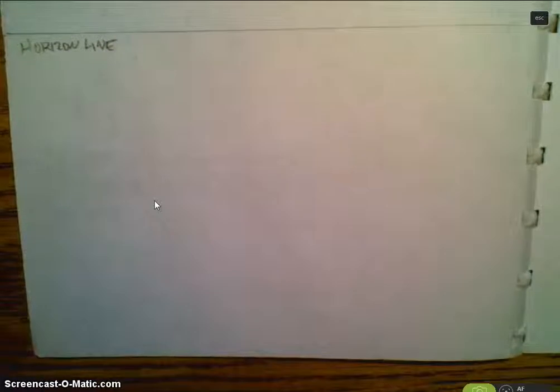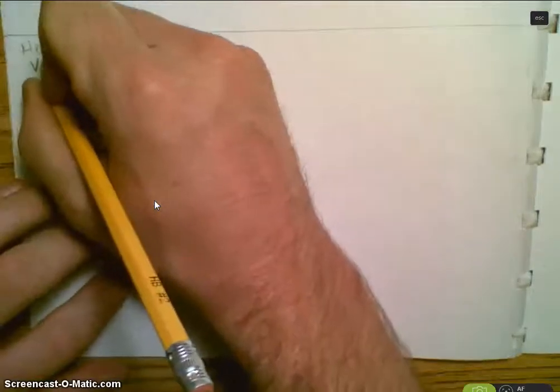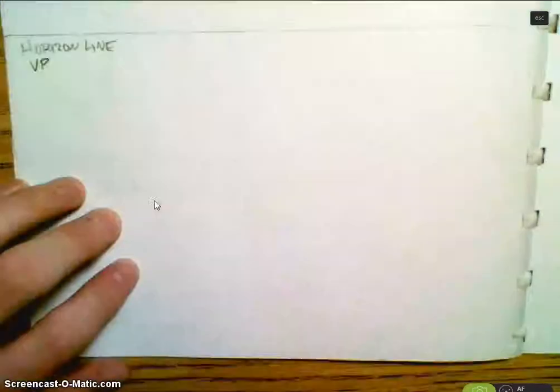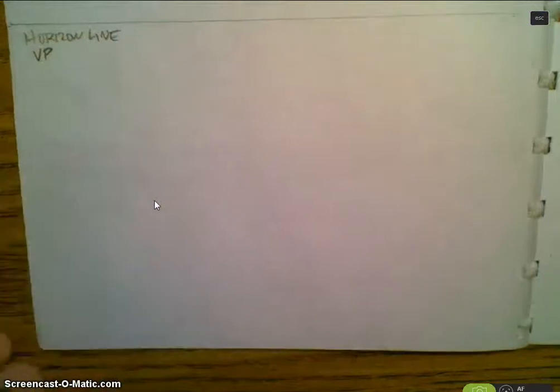Horizon line. What goes on our horizon line? Heather? Our vanishing point. I'm just going to write VP. All right? Vanishing point.